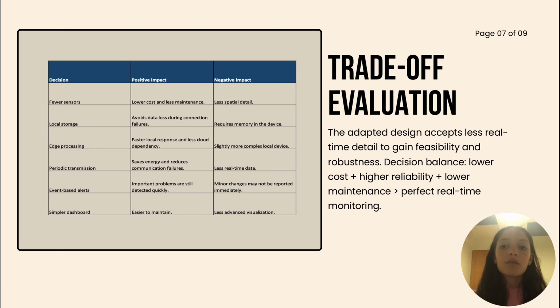Of course, these adaptations involve trade-offs. By using fewer sensors, the system reduces cost and maintenance, but loses some spatial detail. With local storage, data loss is avoided during connection failures, but the device needs memory. With edge processing, the system becomes less dependent on the cloud, but the local device becomes slightly more complex. With periodic or event-based transmission, the system saves energy and reduces communication problems, but it provides less real-time data.